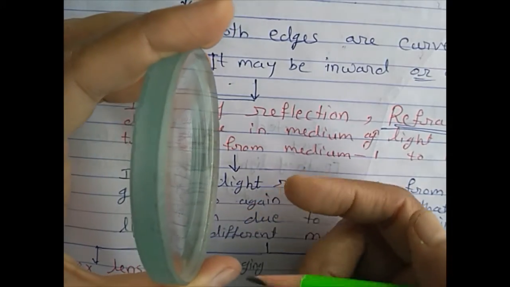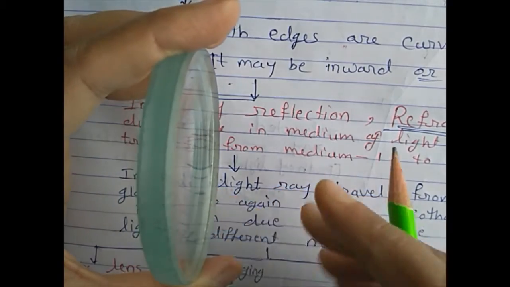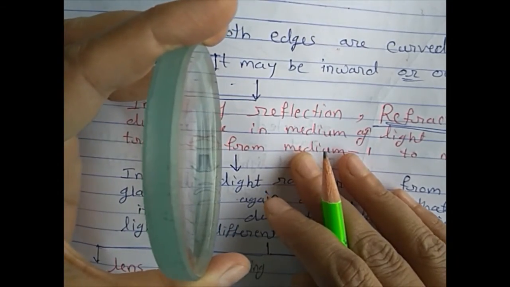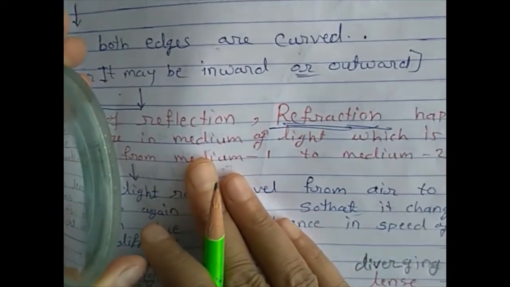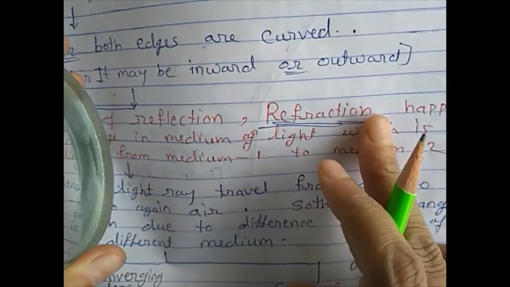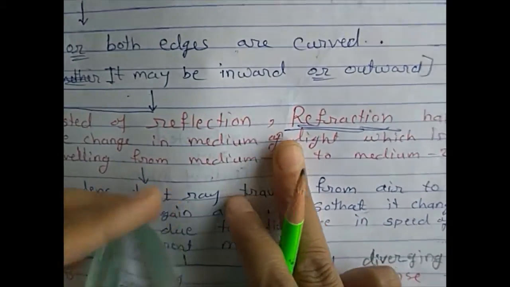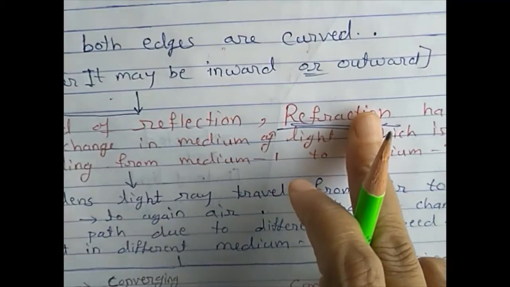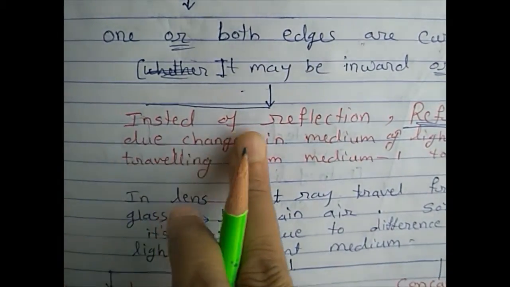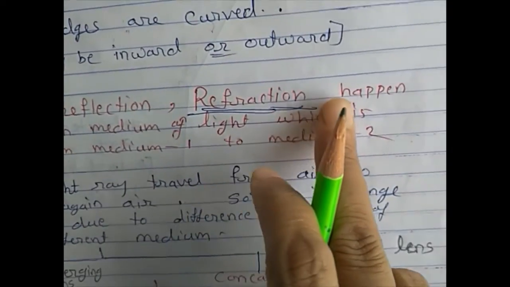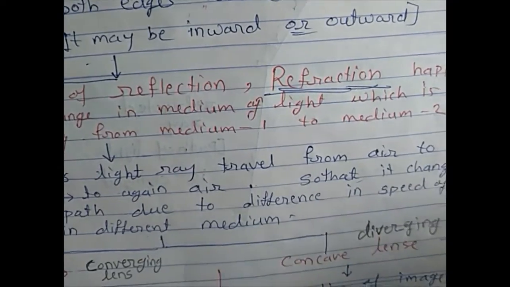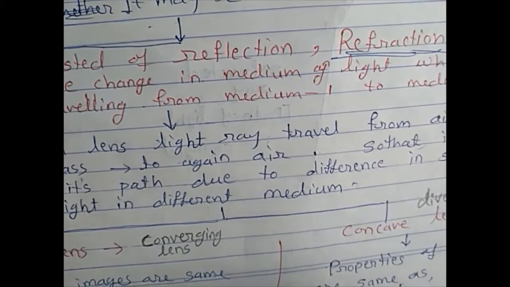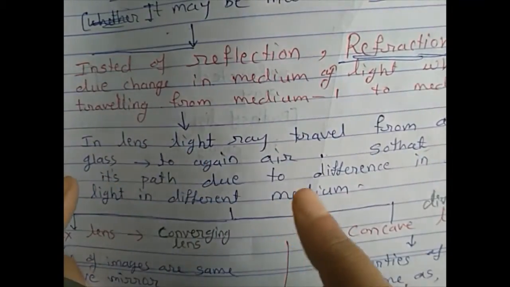So there we will not get the reflection of light. Reflection of light will not happen here. So what will we get? Refraction. Instead of reflection, refraction happens there. Okay. So what is refraction? That also we will learn in detail. It happens due to change in medium.